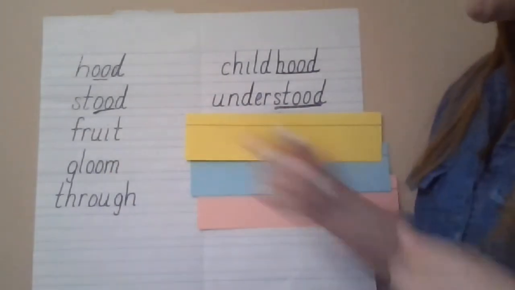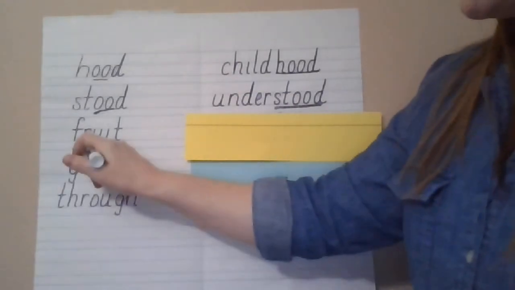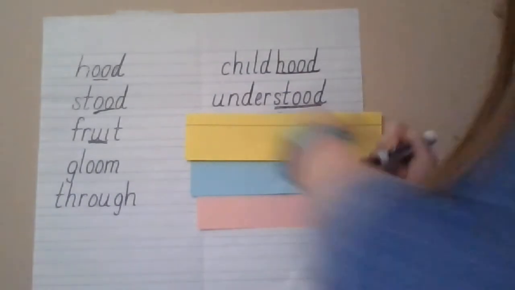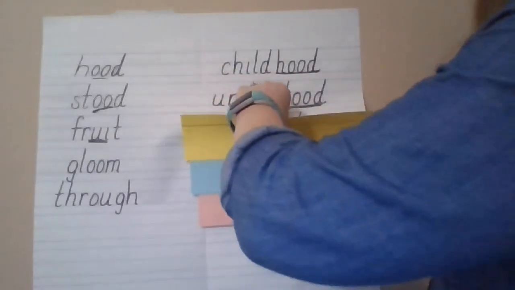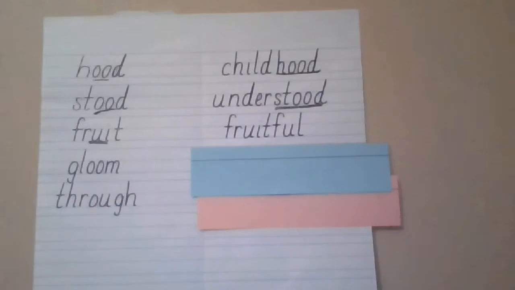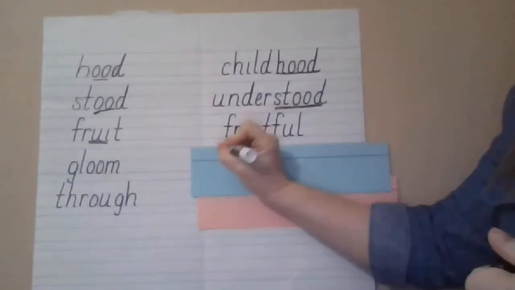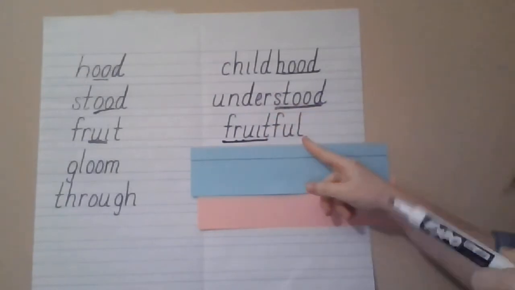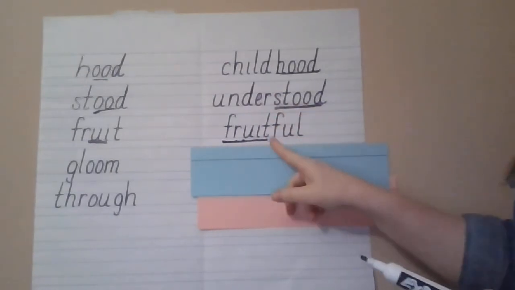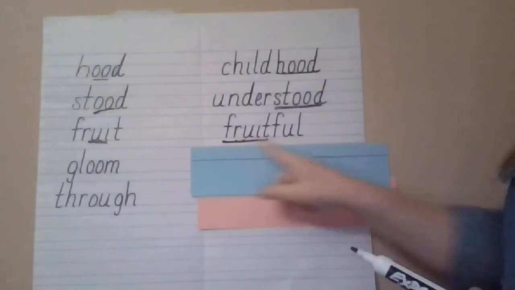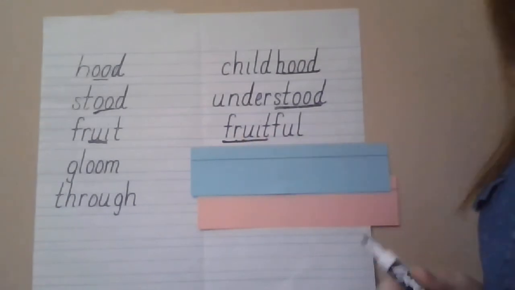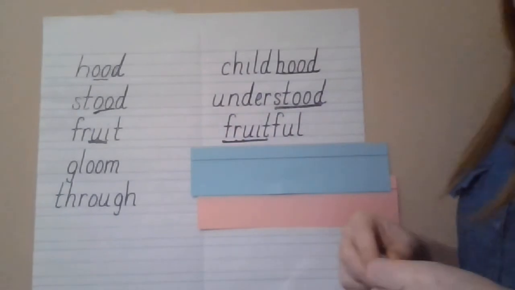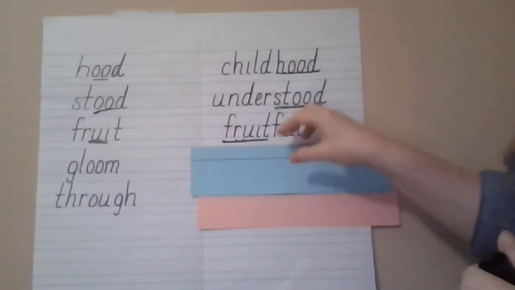Let's look at this word here. I see fruit, fruit. Let's apply that to a longer word. There's fruit. So all I have to do is sound out these three little letters right here, which is a suffix. Full, fruitful. We know that full means lots of or full of. So if something is fruitful, it's got lots of fruit, or it's full of fruit.